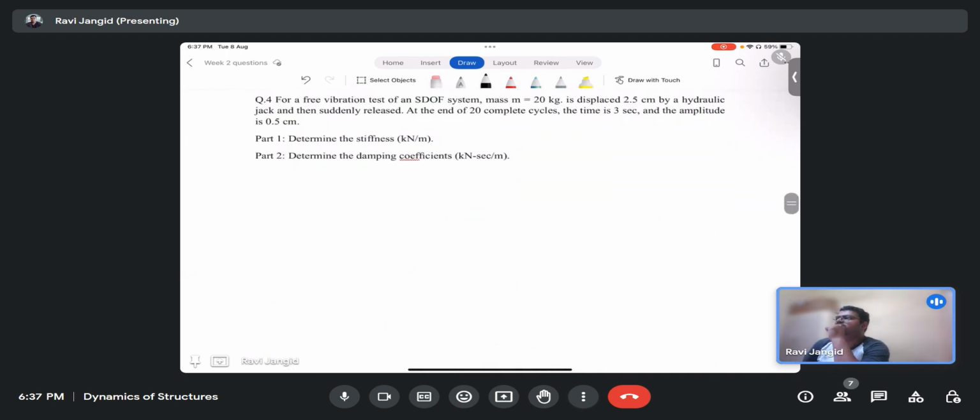For a free vibration test of a single degree of freedom system, mass m is given as 20 kg, displaced by 2.5 centimeters by a hydraulic jack, and then suddenly released. At the end of 20 complete cycles, the time is 3 seconds and the amplitude is 0.5. So we need to find out the stiffness, and then the damping coefficient. So can you give it a try?